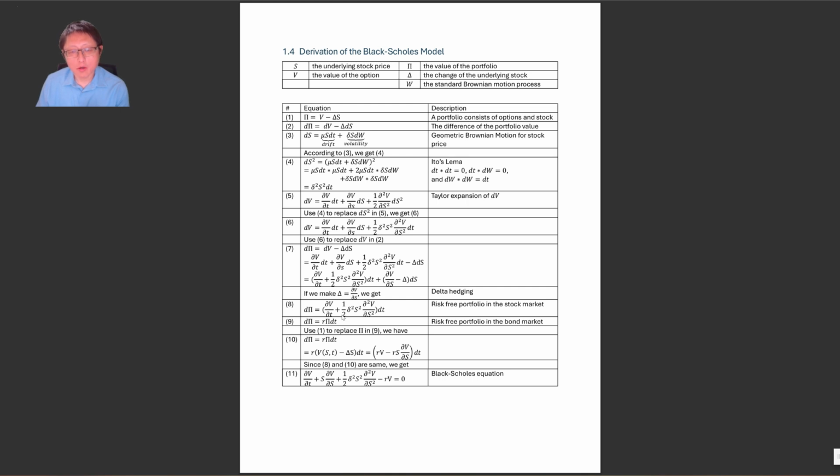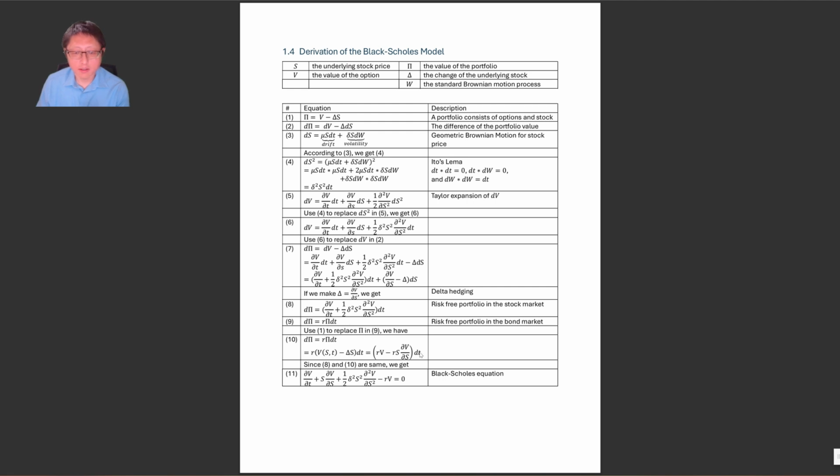This is a very good idea because the whole purpose of this equation is to get the option value, so a price of the stock and a price of the option. So they just create these two risk-free portfolio changes, and then make them equal. Because we already know what pi is equal to, in equation 9, basically just a risk-free portfolio in the bond market, let's assume, and then we use equation 1 to replace the pi in equation 9.